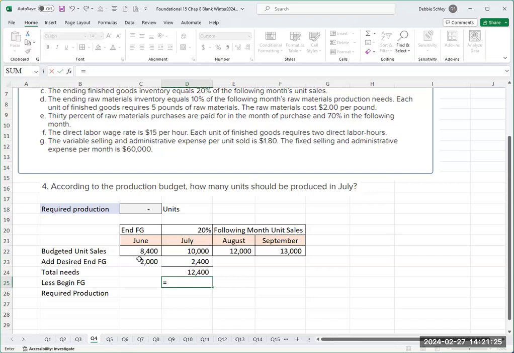And we find that over here in June. That's why I figured this out, because the ending balance for June becomes the beginning balance for July. So then I take my total needs minus my beginning finished goods equals 10,400 units.